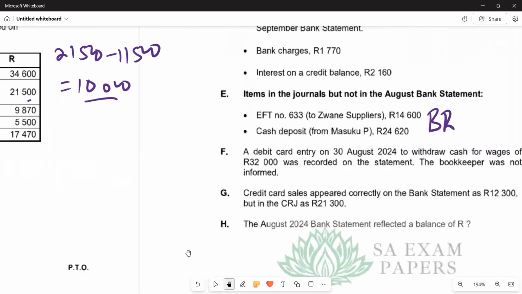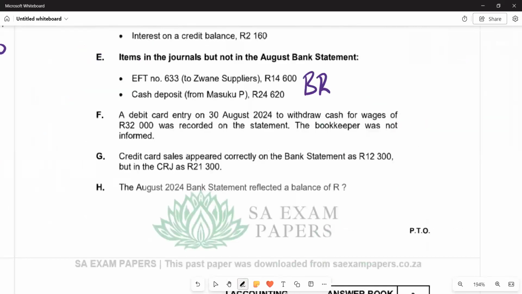And then we go to the next one, G, which is saying credit card sales appeared correctly on the bank statement as 12,300, but the cash receipt journal is 21,300. So bank statement was correct with 12,300, but the cash receipt journal is not correct with 21,300. So we need to find by how much. Remember, the figure that was incorrect was a higher figure. So we have got 21,300 to subtract 12,300.